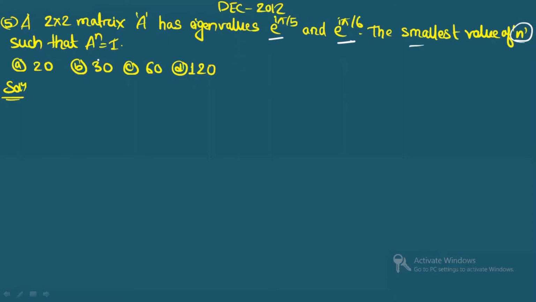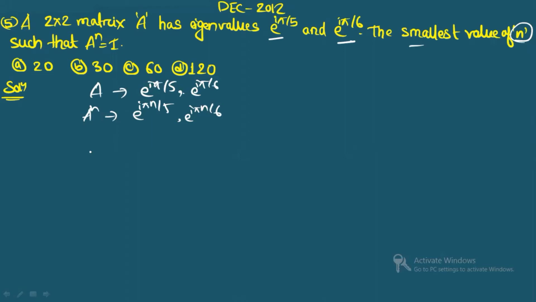And the condition is A to the power n is equal to 1. Okay. So first of all, you will see the eigenvalues of A. Okay, A has eigenvalues e to the power i pi by 5 and e to the power i pi by 6. Right? So similarly, A to the power n can have the eigenvalues e to the power i pi n by 5 and e to the power i pi n by 6. This is what you can write.